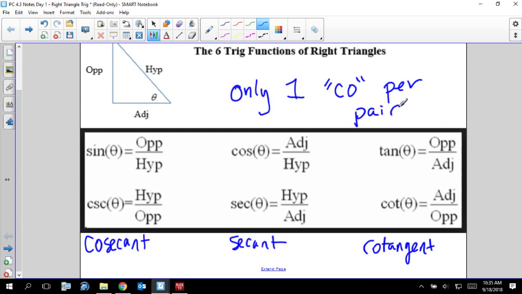So tangent and cotangent. Cosine and secant. Sine and cosecant. See, there's only one co per pair. So if you can remember cotangent and tangent go together, then you can remember the other two, because only one co per pair. Do you understand what I'm saying? No cosine with cosecant. They don't go together. No two cos. Just one co.